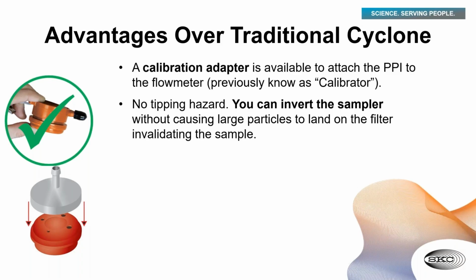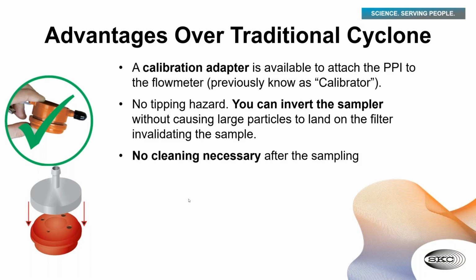We'll get into that a little bit later on with the cyclone. But with the cyclone, if you were to tip that upside down, everything that had collected in the grit pot has a chance to travel back up through the cyclone and be collected on your filter that you send to the lab. Effectively, you are increasing your exposure even though all those particles were already spun out. So that's not an issue with the PPI, which is very, very nice.